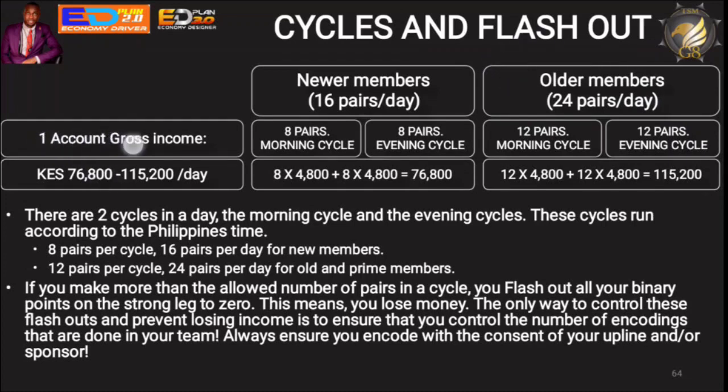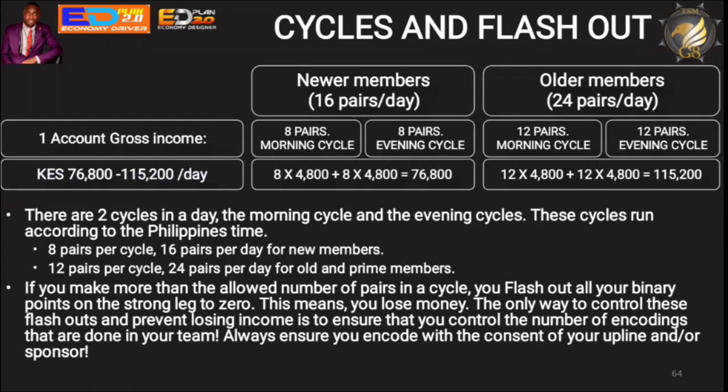So this one account, you get it at 27,000 Kenyan shillings, okay? So the maximum amount of money you can make with one account as a new member, this is the maximum you can make. That is 76,800 per day. If you are an old member, you can make up to 115,200 Kenyan shillings per day, okay?